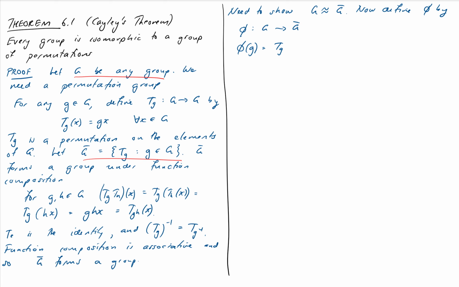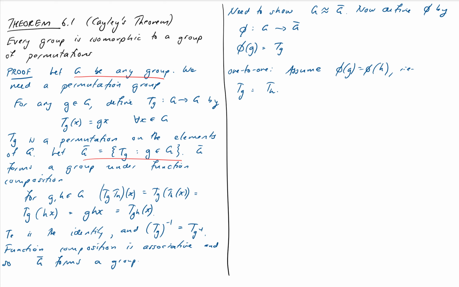Okay, so we now need to show that it's one-to-one and onto. So one-to-one. Assume that phi of g equals phi of h, i.e. that Tg equals Th. Now, it is hard to see what to do here because we would want to show somehow that g has got to be equal to h.